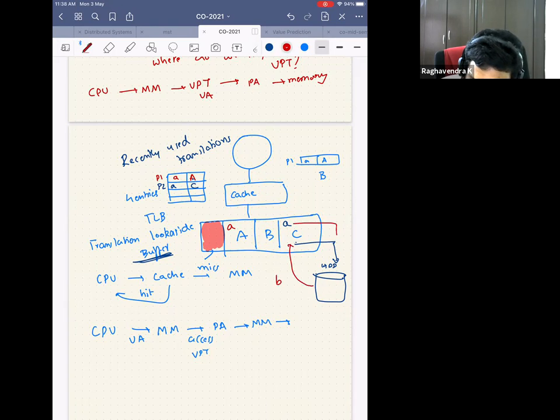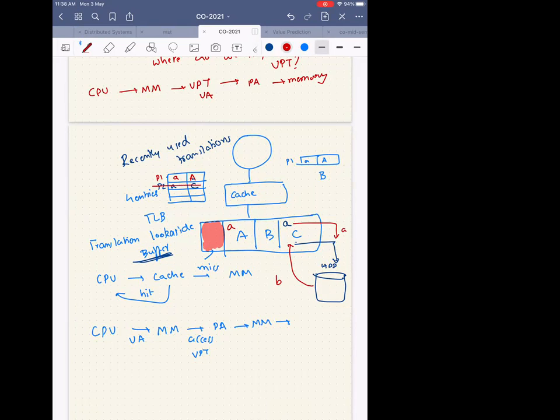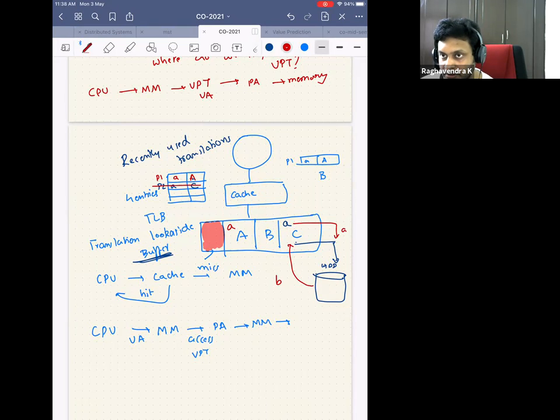So this A has been kicked out. Okay. Now I have to say that this entry here is invalidated. Agreed? Yes, sir. Okay. And if there is any block in the cache, they are flushed out. Yes, sir. That's what I'm asking.